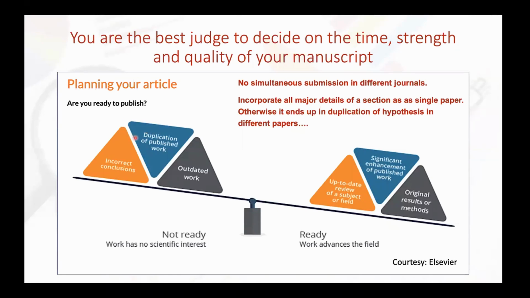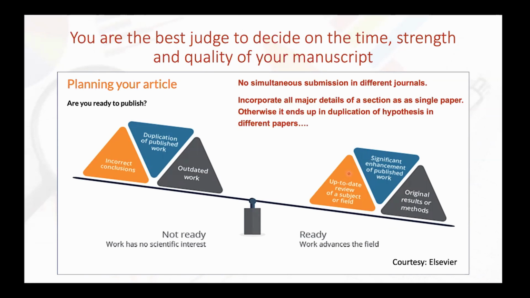And what are the things you have to check? One is whether you have the correct conclusions, and if you have a significant enhancement of the published work. Okay, that means you are confident that your paper has something new to tell to the audience, or to the readers, or to the community. And then that some contribution to enrichment of knowledge is there, some novel findings are there, fine.